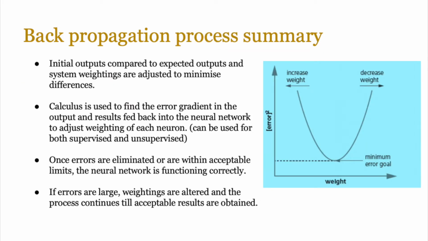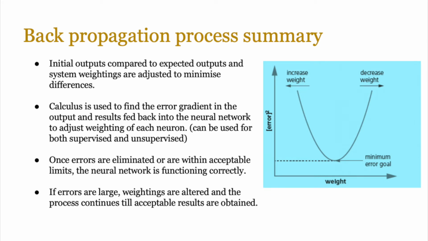So the summary of the backpropagation process is as follows. Initial outputs are compared to expected outputs, and the system weightings are adjusted to minimize the differences. Calculus is used to find the error gradient in the output, and results are fed back into the neural network to adjust the weighting of each neuron. Now, this can be used for both supervised and unsupervised systems. Once the errors are eliminated or they're within an acceptable limit, the neural network is now functioning correctly. If the errors are large, then the weightings are altered and the process continues till acceptable results are obtained. Now, each of these will give you a mark point in an exam, so make sure you understand this process.